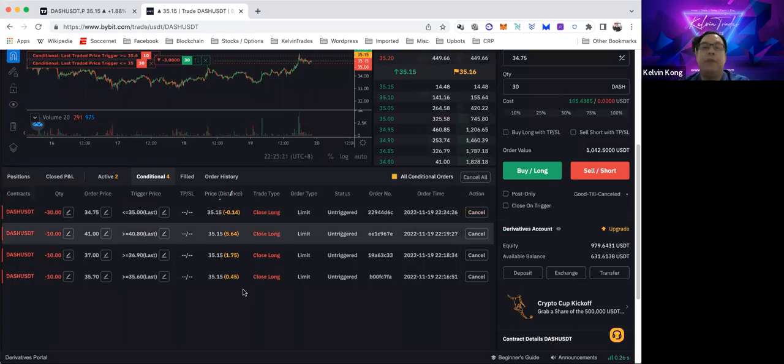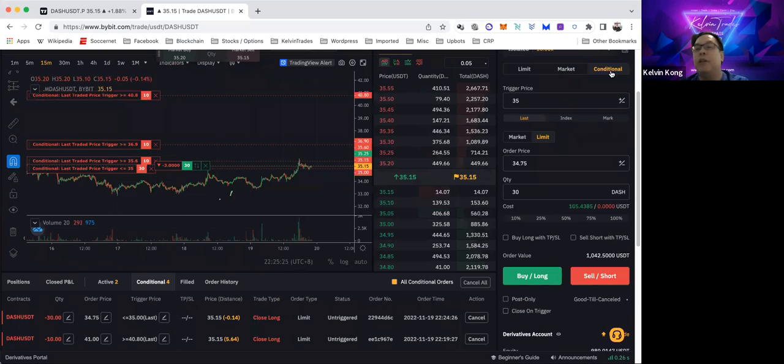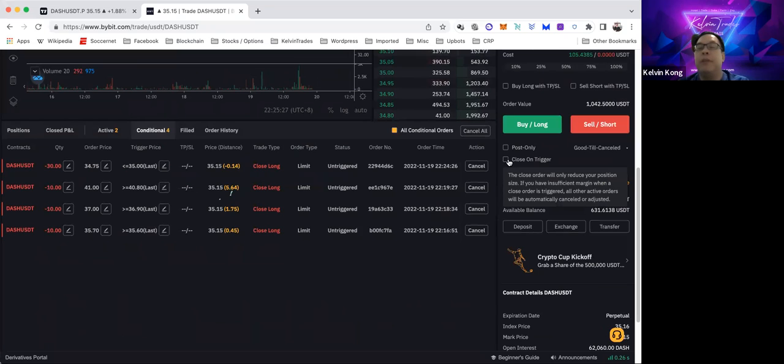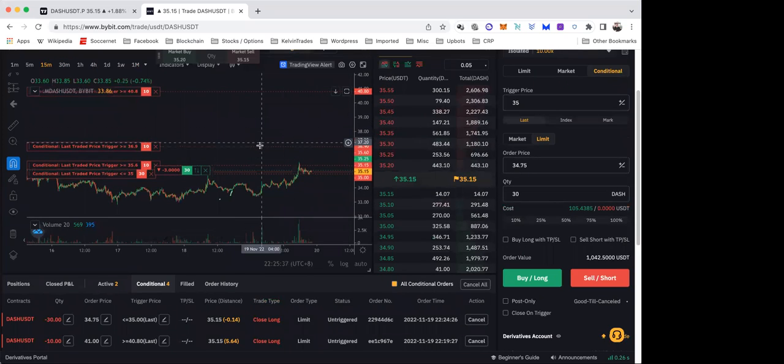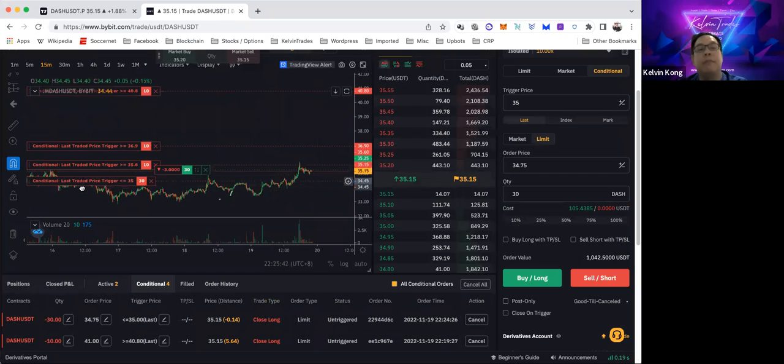So remember, if you want to set limit orders for take profit and stop loss, use conditional order. Always remember to click close on trigger. If you forget, never mind, just cancel it and then come back and retype again. Same thing, your stop loss can move up and down.